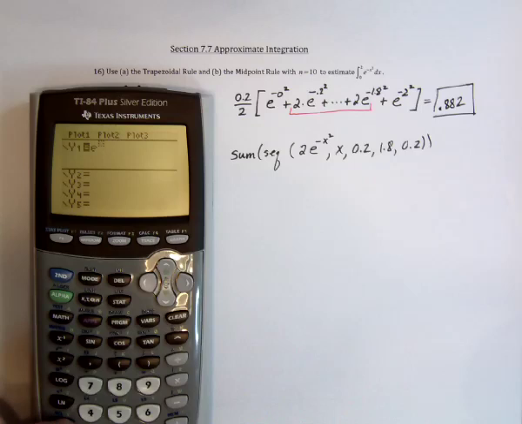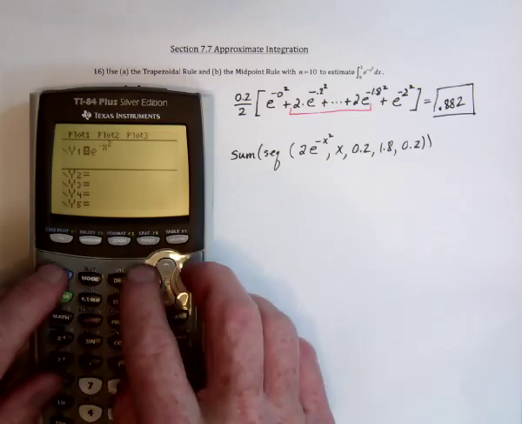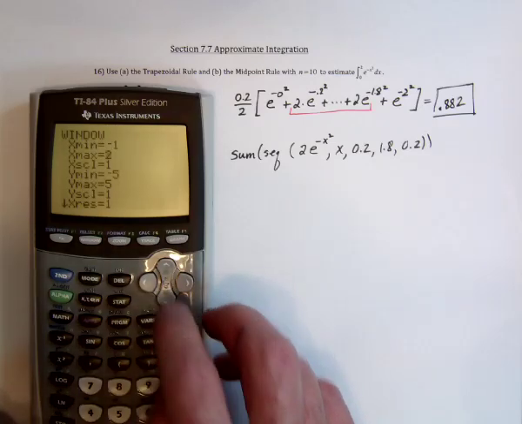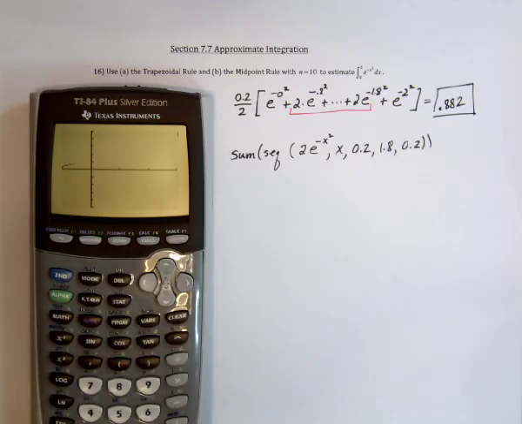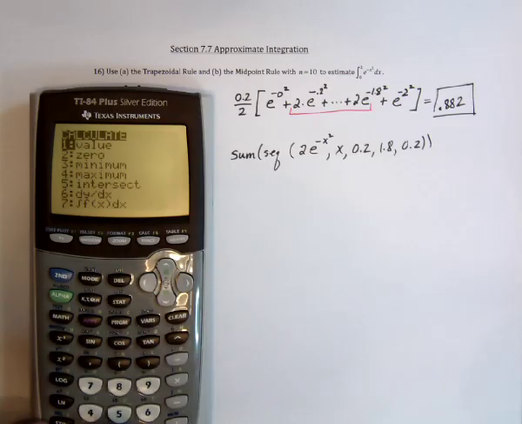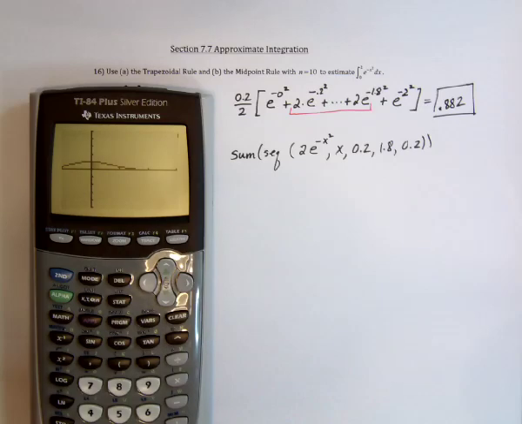Second, e to the negative x squared. And then this goes from 0 to 2, so if I have this go from -1 to 3, that should be enough to see the graph. And then have the calculator integrate it. Number 7, integrate from 0 to 2. It says the answer is actually 0.882, so we did a good job on that one.